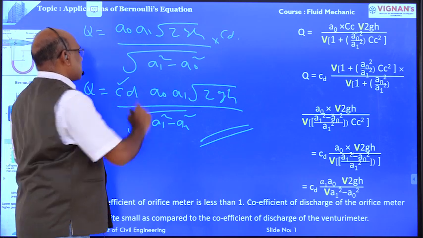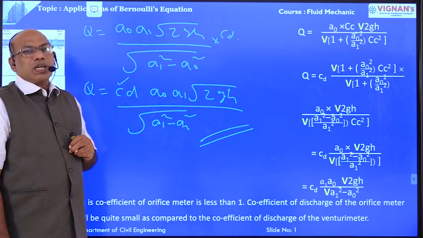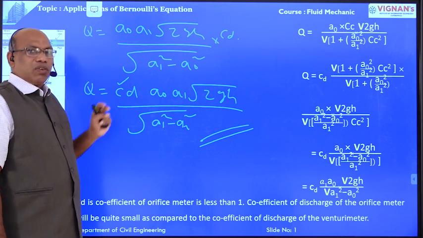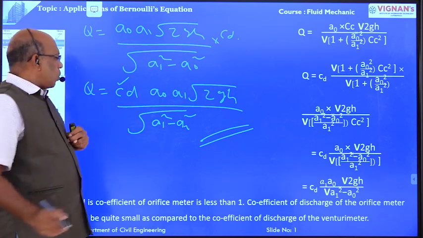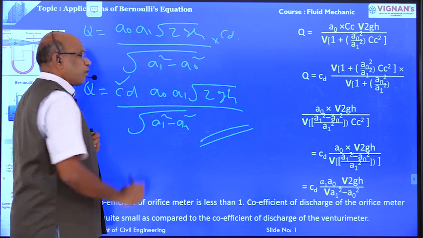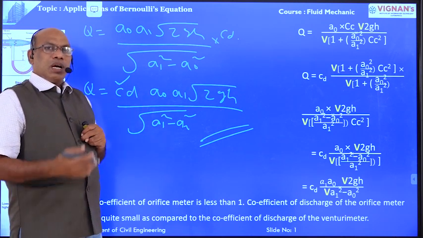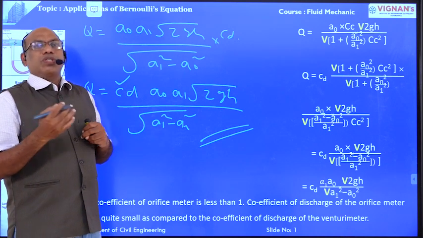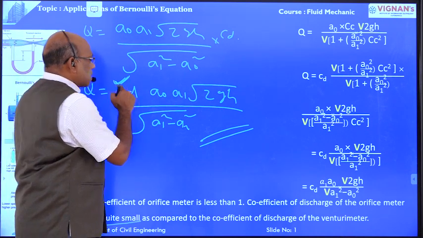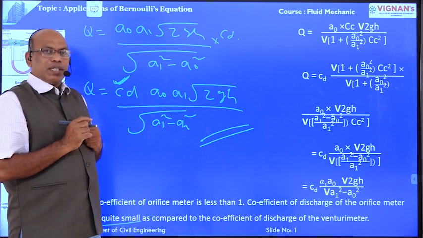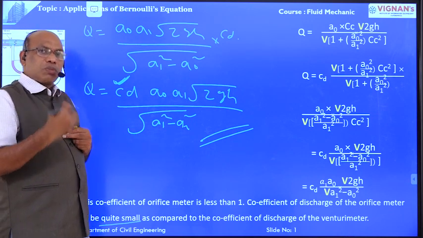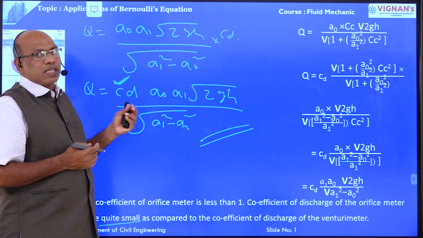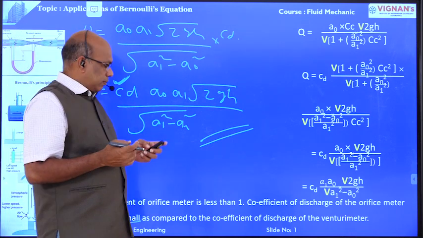Here CD is the coefficient of discharge of the orifice meter. This value is less than 1, and it is much smaller than the coefficient of discharge of the venturi meter. Right, this is about the orifice meter.